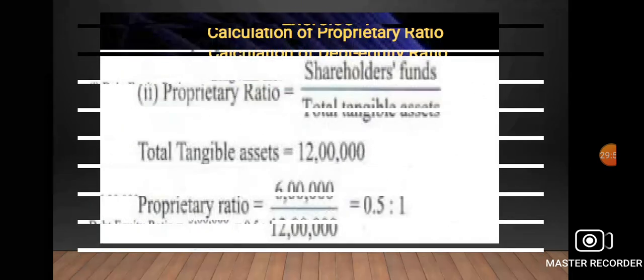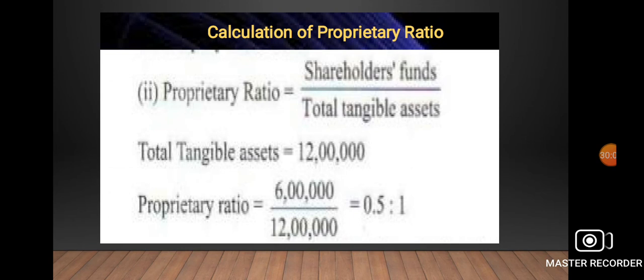Then second step, find out the proprietary ratio. Shareholders' funds divided by total tangible assets is the proprietary ratio formula. Shareholders' funds means equity share capital plus preference share capital plus reserves and surplus. Total tangible assets value is given as 12 lakhs by them already. So now we are going to substitute in the formula: proprietary ratio equals shareholders' funds 6 lakh by total tangible assets 12 lakh.